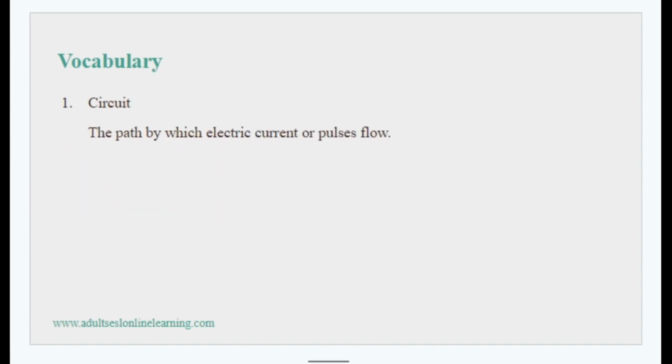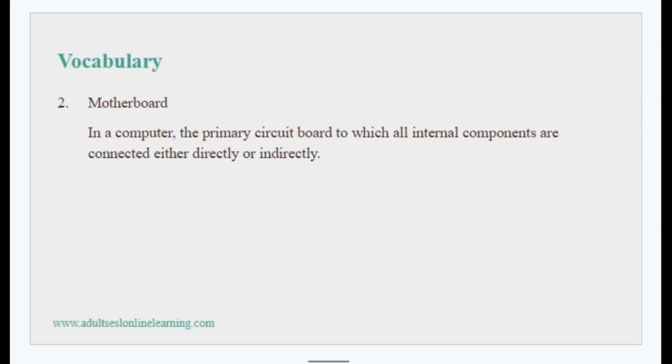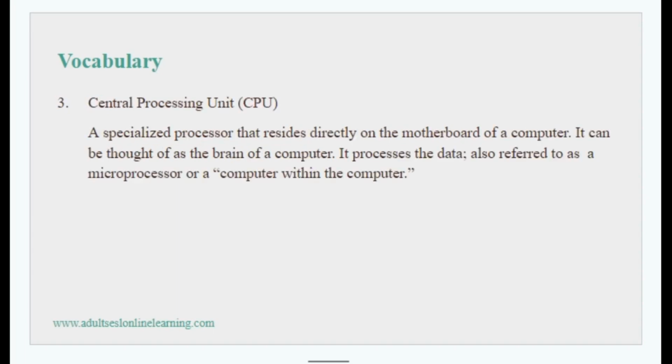Number 1, circuit. The path by which electric current or pulses flow. Number 2, motherboard. In a computer, the primary circuit board to which all internal components are connected either directly or indirectly.